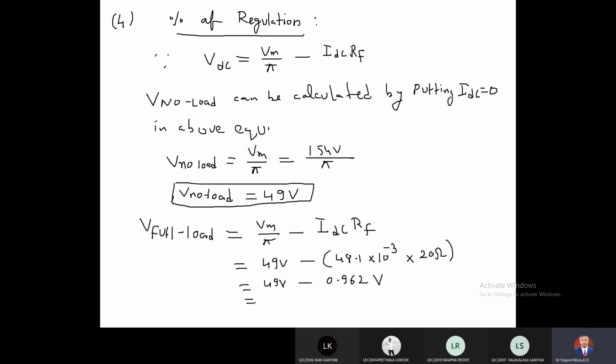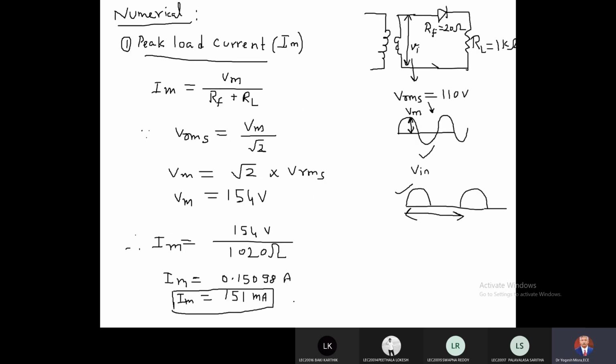Okay, so here, if we subtract this, then we will get 48.03 volt. So now you see here, when there is no load, at that time you are getting 49 volt, right? And when there is full load, we are getting 48.03 volt. So voltage has been reduced the moment you connect the resistor.